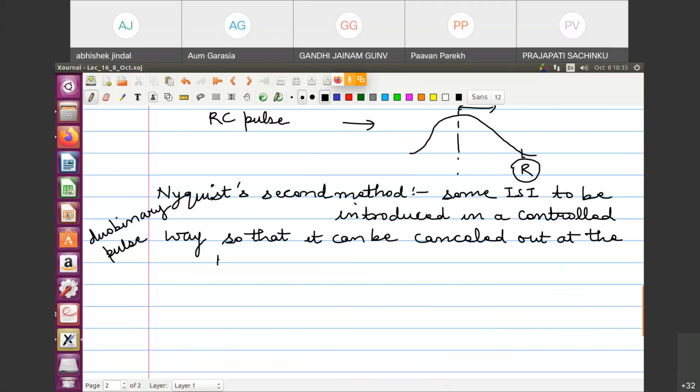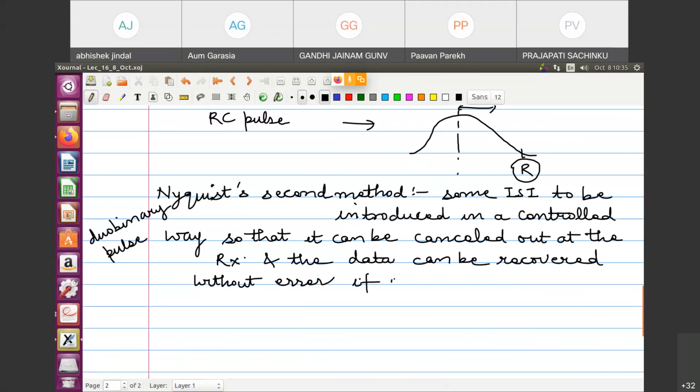Basically, this will further ease up your process of generating the pulse. Okay, and the data can be recovered without error, if no noise is present. Because this is what the second criteria is.